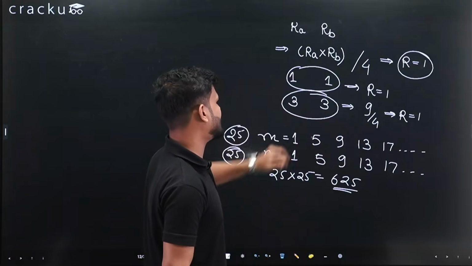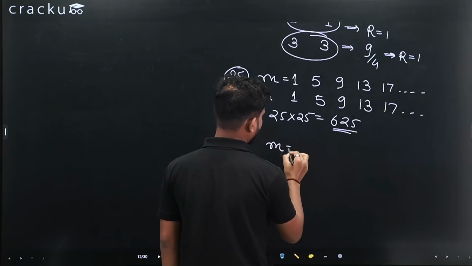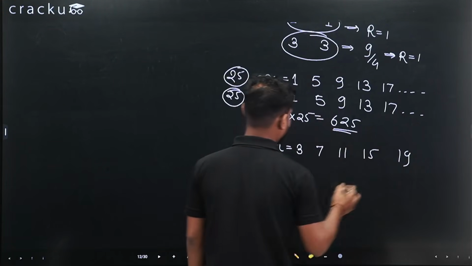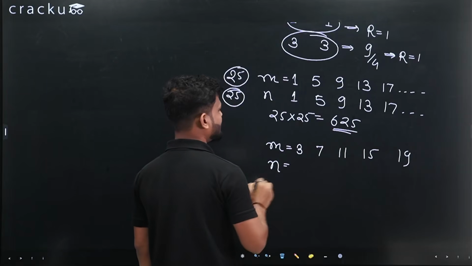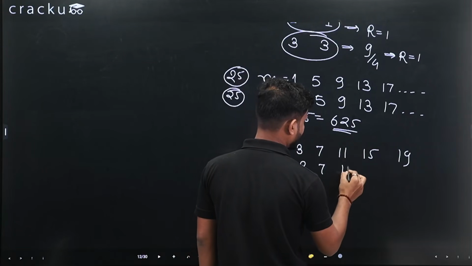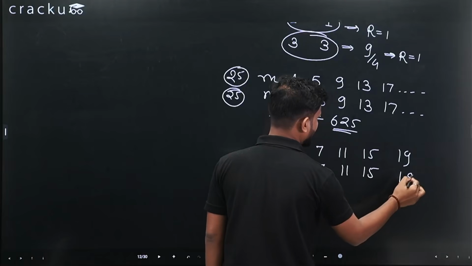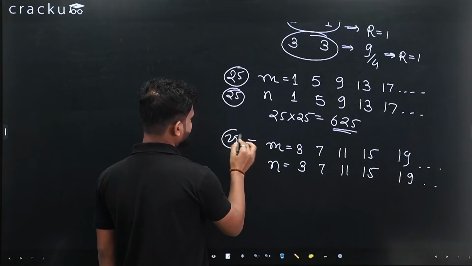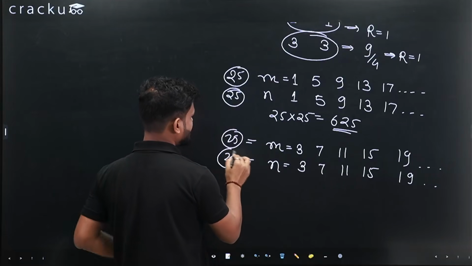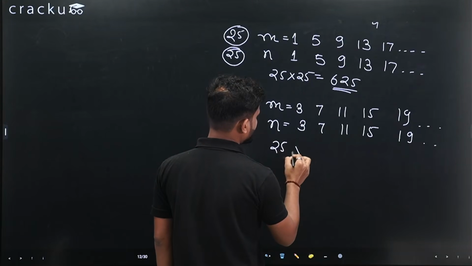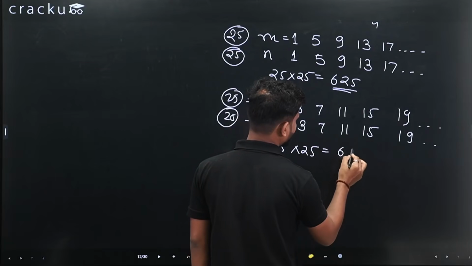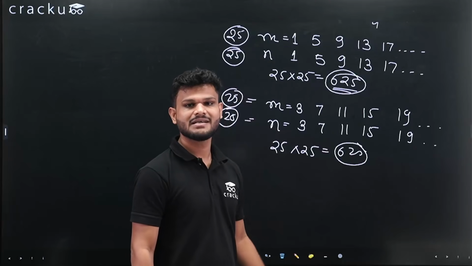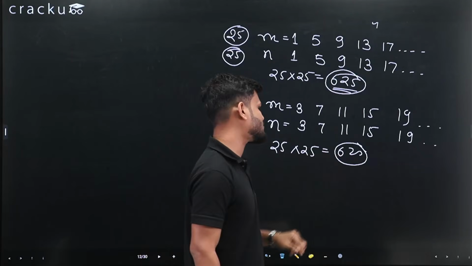Now, when the remainder is 3, then m can be 3, 7, 11, 15, 19. N should also leave the remainder of 3. So n can be 3, 7, 11, 15, 19 and so on. And up to 100, there are 25 such numbers. Here also there are 25 such numbers. So how many total choices I have? Here I have 625 choices. So when the remainder is 1 in both cases, I have 625 choices. When the remainder is 3 in both cases, I have 625 choices.